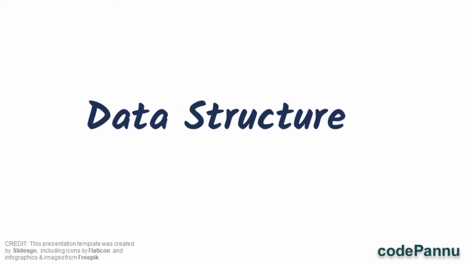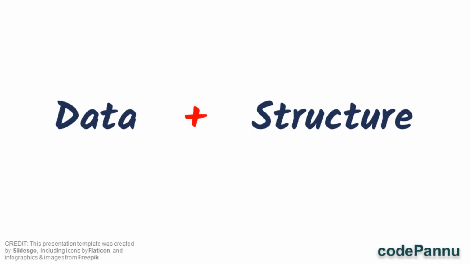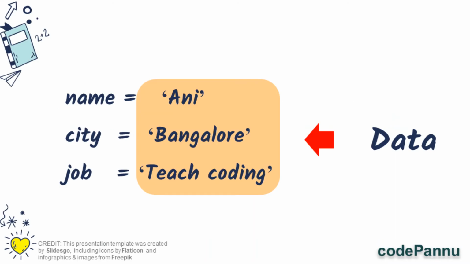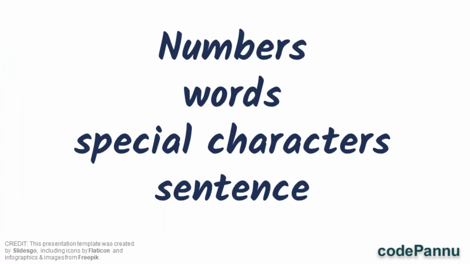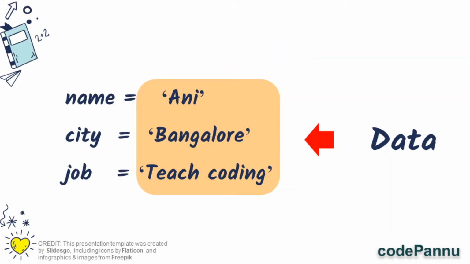So let me quickly explain data structures. It is very easy to explain data structures by using the word data and structure. What is data? Whatever values we give to a variable is also data. So basically, values are data. It can be numbers, alphabets, words, special characters, and even sentences. I have created three variables with my information. Here, Ani, Bangalore, teach coding is data or values. Name, city, and job are variables.